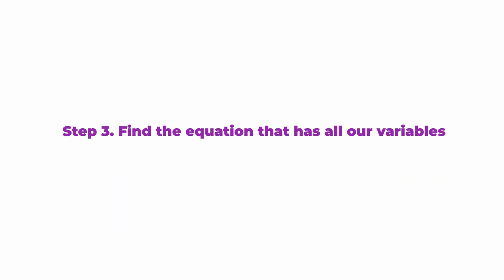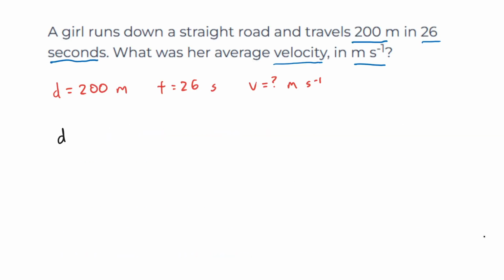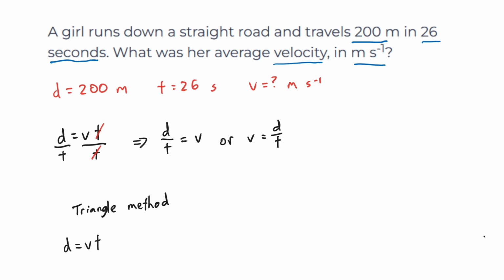The average part just pertains to the fact that she may not have been going at one constant velocity during the 26 seconds. However, we just want to find the average velocity based on the distance that she traveled. Step 3. Look for the equation that has all of our variables. So our variables are d, v, and t. Again, it is the same equation, but we need to rearrange it for v this time. To get v on its own, we would divide both sides by t, and that will take it to the other side. We can also use the triangle method that we learned in the intro maths video. With the triangle method, we want v on its own, so we're going to group the other two variables, and we see that d is over t.